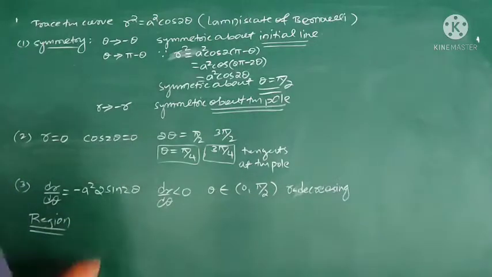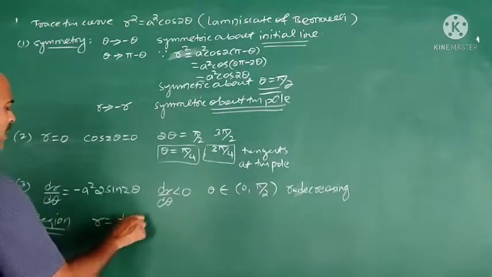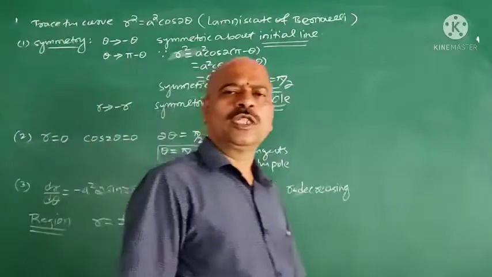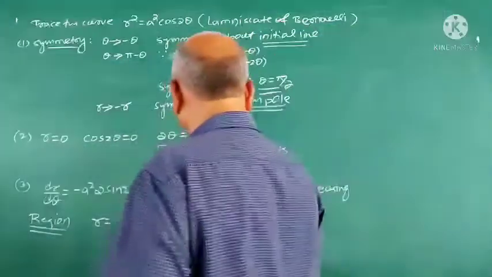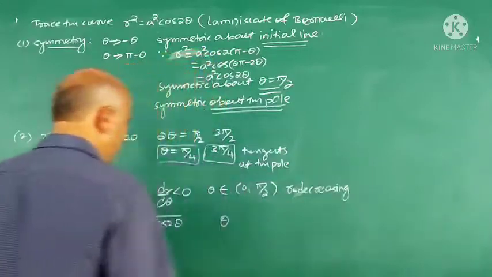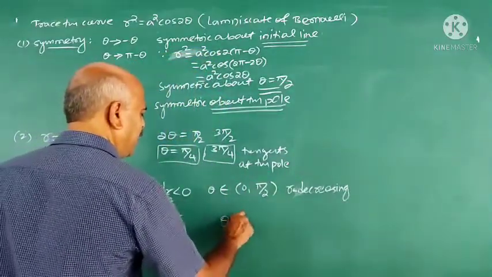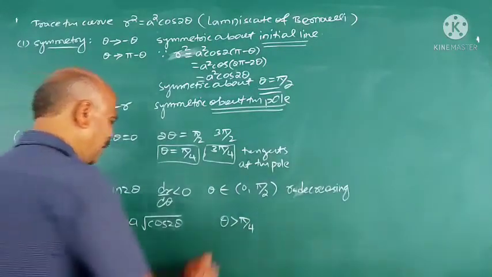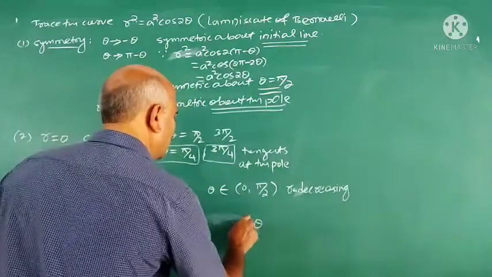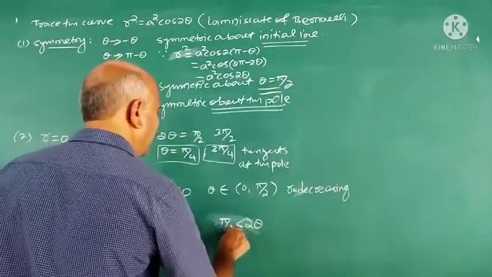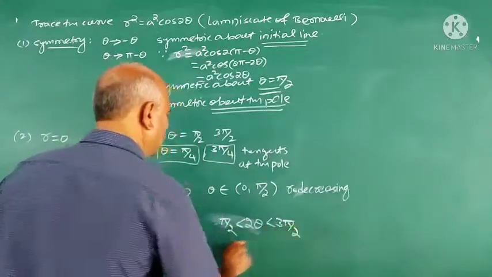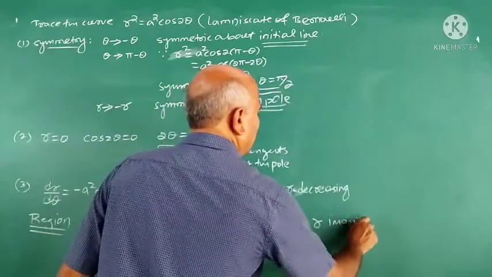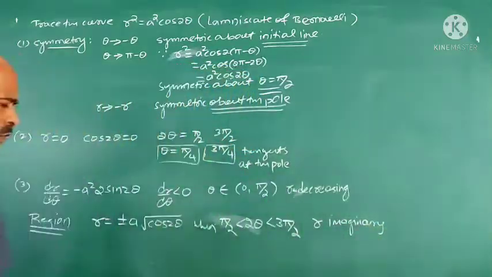How to solve this? R is plus or minus a square root of cos 2 theta. Now, suppose theta is greater than pi by 4, then what happens? Or I take 2 theta here. Suppose 2 theta is greater than pi by 2, less than 3 pi by 2, r becomes imaginary. Study this one carefully.